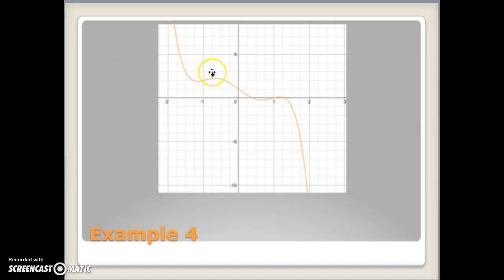So again, it does not matter what's happening. It could be all jagged in here. We're just looking at the ends. So since it starts up and ends down, you guessed it, guys, we have an odd function here.